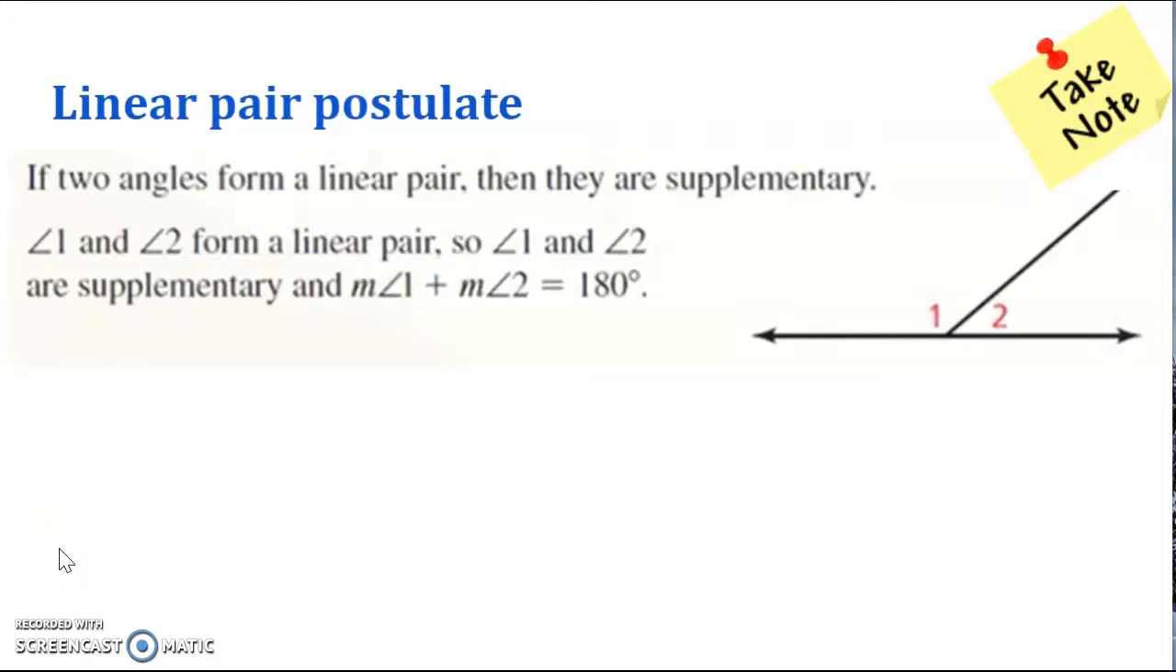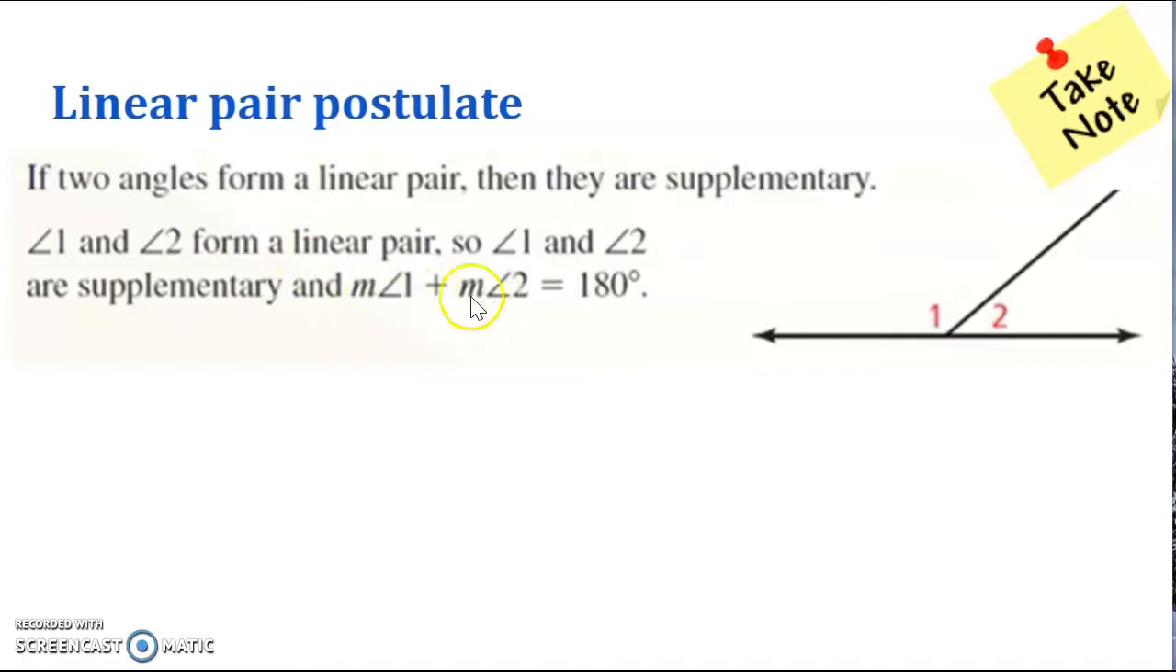So linear pair postulate, what is that? You should be taking notes right now. It is when two angles form a linear pair. That just basically means that two angles are on a line. Remember that a line forms 180 degrees, or we call that a straight angle. And so if two angles form a straight line together, then they have to add to 180, which means those two angles are supplementary. So in this diagram, angle 1 and angle 2 form a linear pair.